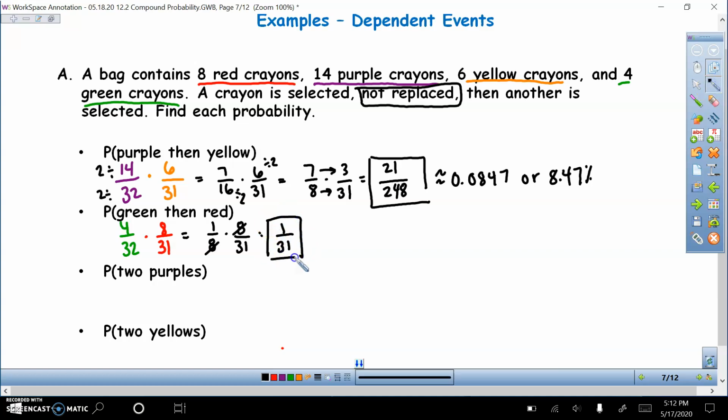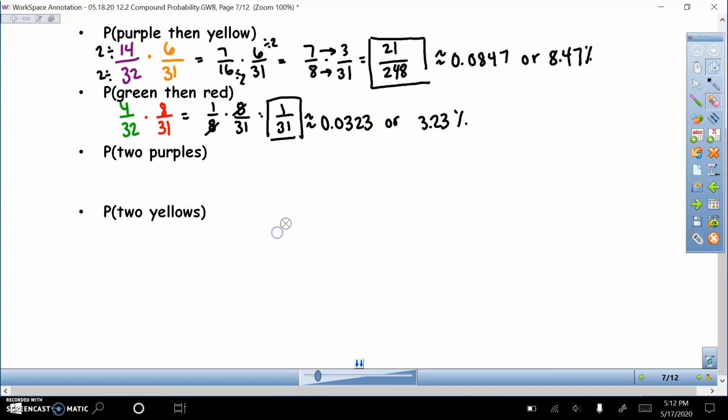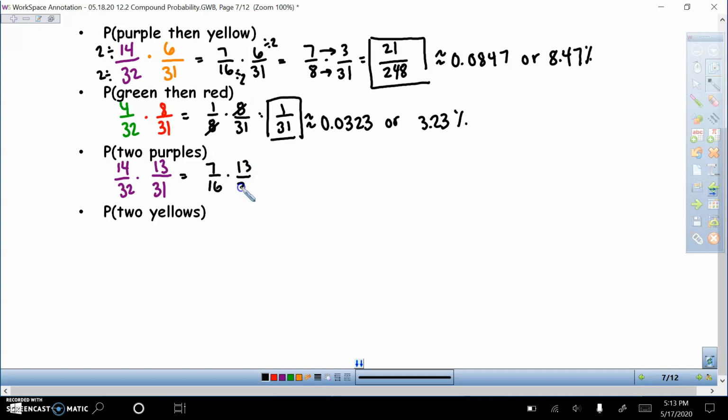And then that would be, as a decimal, approximately 0.0323 or 3.23%. And then we can do the same thing with our probability of 2 purples, but it's going to be a little bit different. So you have 14 purples to start with out of 32. But if you draw one of the purples, now you're only left with 13 purple crayons out of 31. So simplify what you can. So that 14/32 actually becomes 7/16 times 13 out of 31.